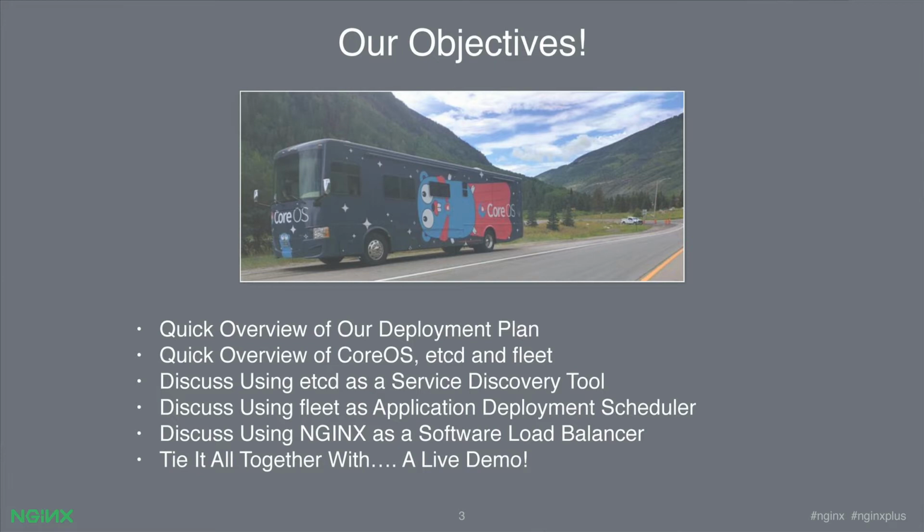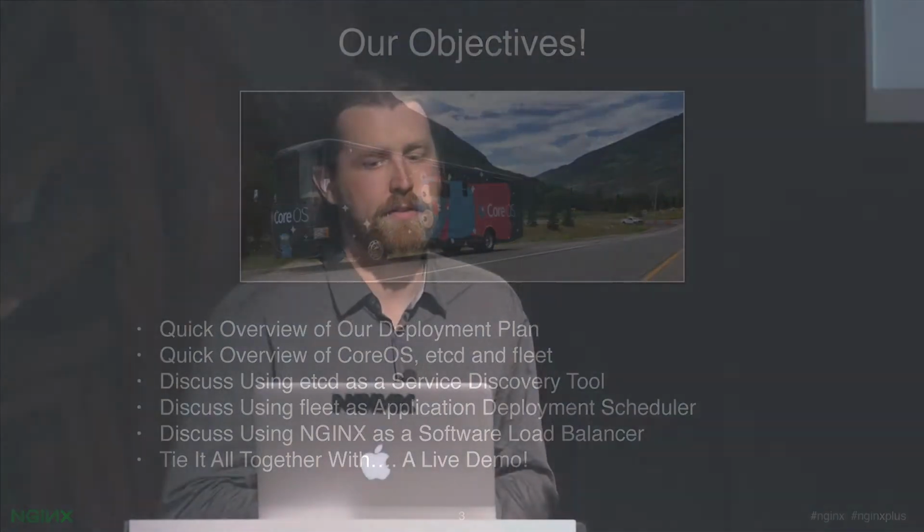So yeah, our objectives. First of all, we're going to do a quick overview of what our deployment plan is going to look like in terms of what we're trying to accomplish using NGINX and CoreOS. And then we're going to do a quick overview of those features that we're going to be using in CoreOS, specifically etcd and Fleet. And then we're going to talk a little bit about service discovery. I'm sure a lot of you know what it is, but we're going to cover that. And how to use Fleet as an application deployment scheduler.